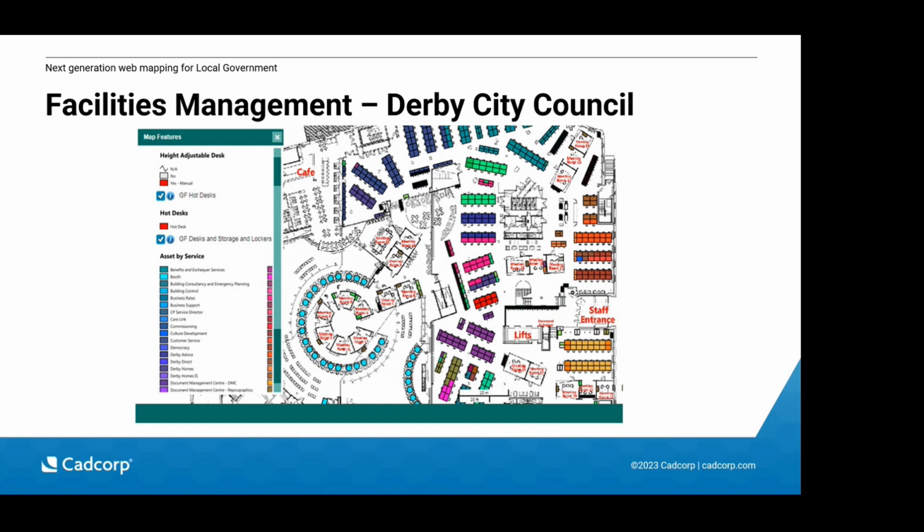Now, Derby City Council, a very different example. Here's a map showing their hot desks and lockers and where they are. Definitely not your traditional use, but obviously useful for staff and their facilities management department.